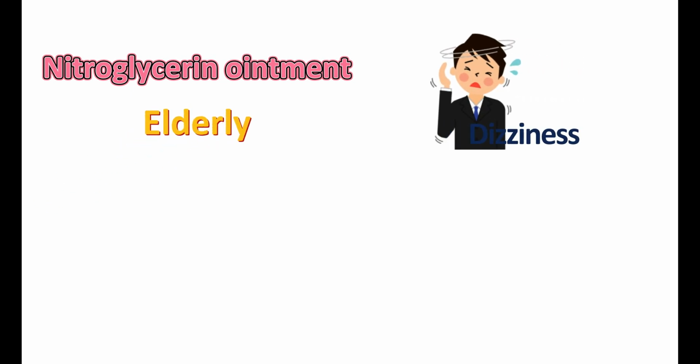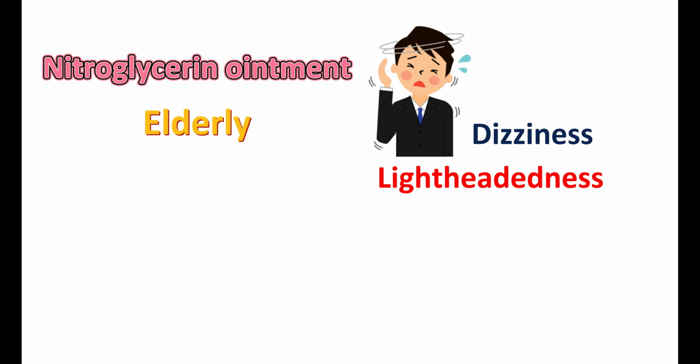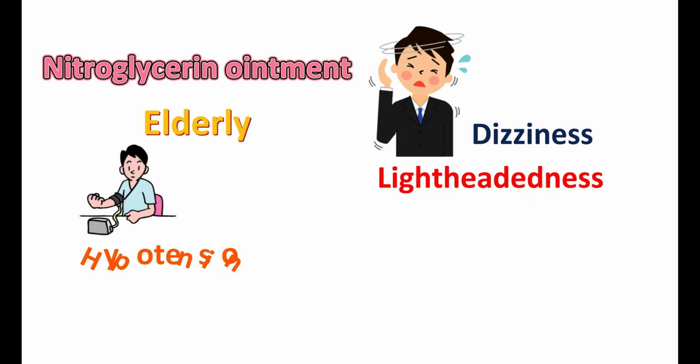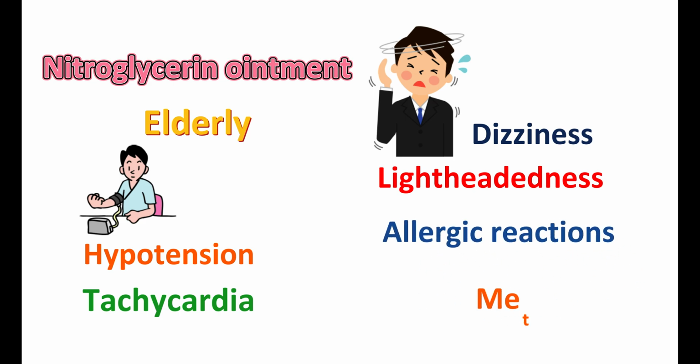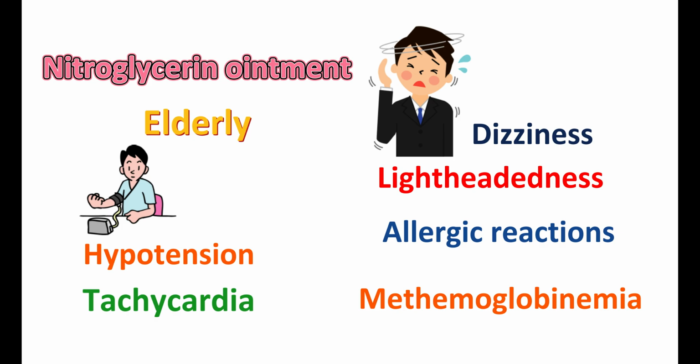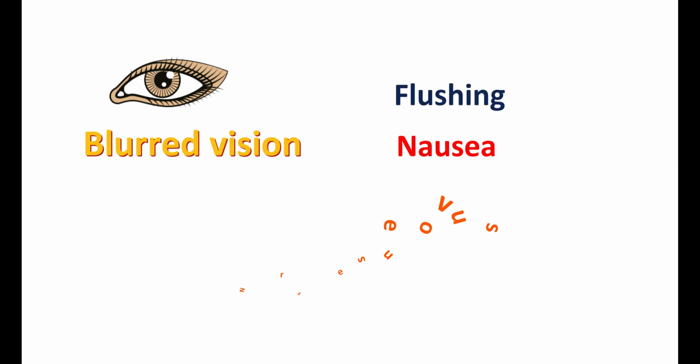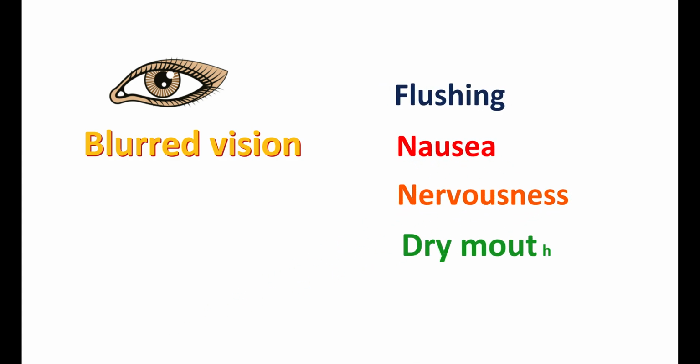Nitroglycerin can also produce dizziness and lightheadedness in people. It can also cause hypotension and tachycardia. In a few people, it can produce allergic reactions. Methemoglobinemia is another important side effect of nitroglycerin. Blurred vision is another important side effect. If blurred vision persists for longer periods, then discontinue the use of nitroglycerin. Flushing, nausea, nervousness, and dry mouth are other important side effects.